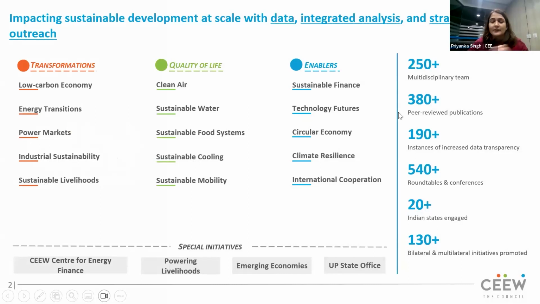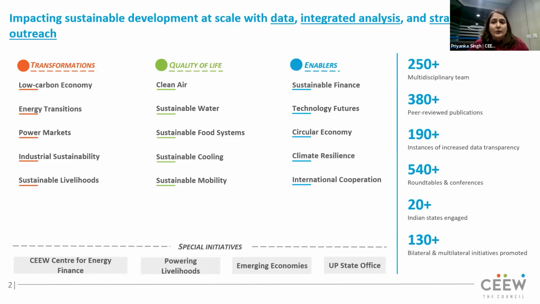Our organization, Council on Energy, Environment and Water, is one of Asia's leading not-for-profit research organizations. We are among the top climate think tanks in the world, and at the council, we are impacting sustainable development by using data, integrated analysis, and strategic outreach. We have 15 focus areas, as you can see from the slide. We cater to almost every aspect of the environment, and we have categorized these focus areas into three categories, which we call transformations, quality of life, and enablers.